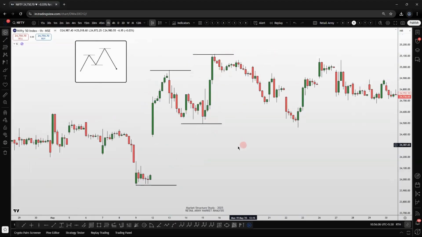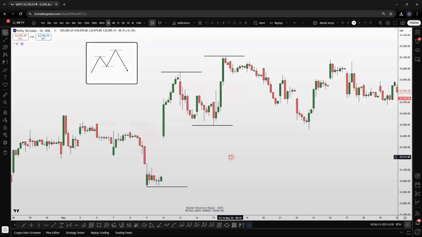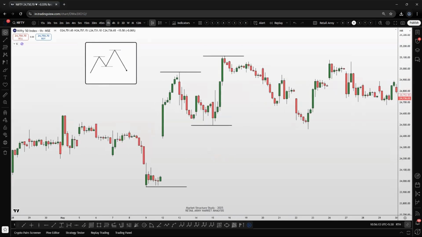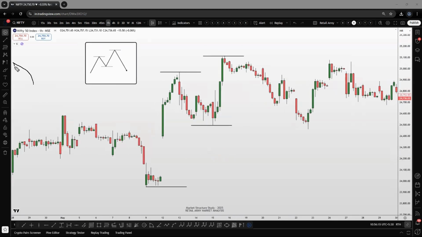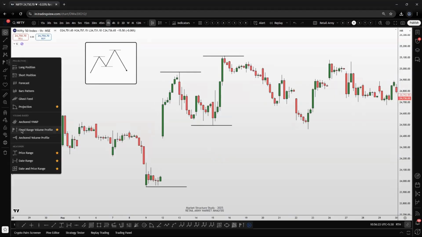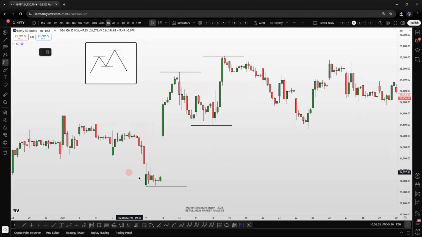Right now, I think this pattern is quite clear. You can see there's a correction here. Now, what I'm going to do is I'm going to apply the FRVP tool. The FRVP tool is here on the left-hand side. If you can see here, this point here, you can select the FRVP tool from forecast and measurements, FRVP selected and apply it here.